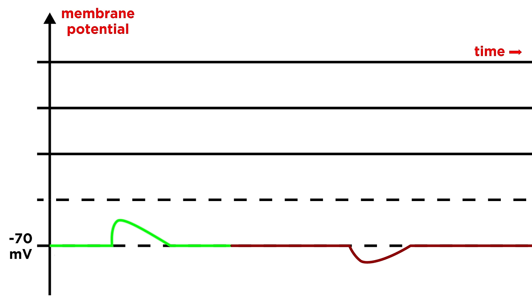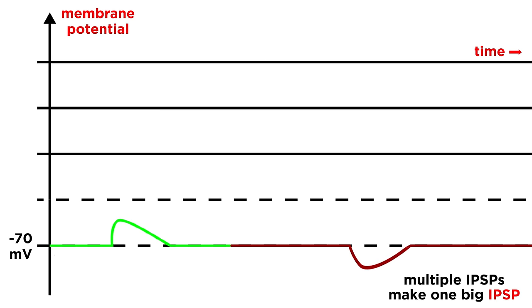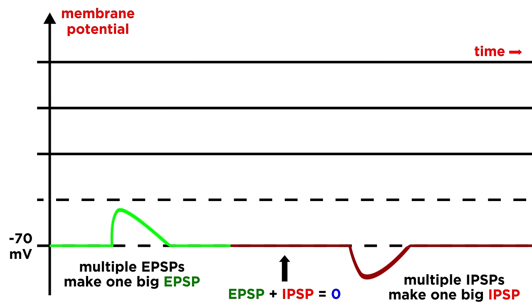In addition, if a neuron receives multiple signals roughly simultaneously, these will be integrated, so multiple IPSPs produce a single IPSP of greater magnitude. One EPSP and IPSP will cancel each other out. Multiple EPSPs produce a single EPSP of greater magnitude, and this last scenario is how the threshold of excitation is reached to produce the action potential.